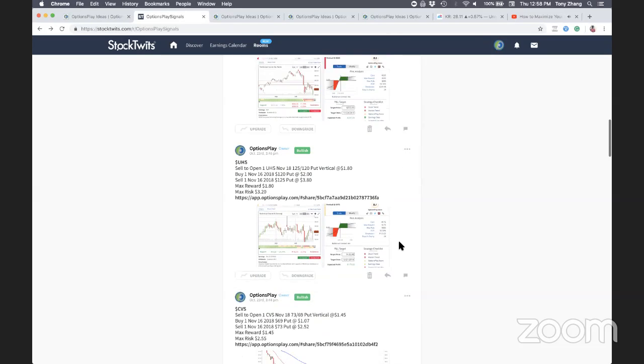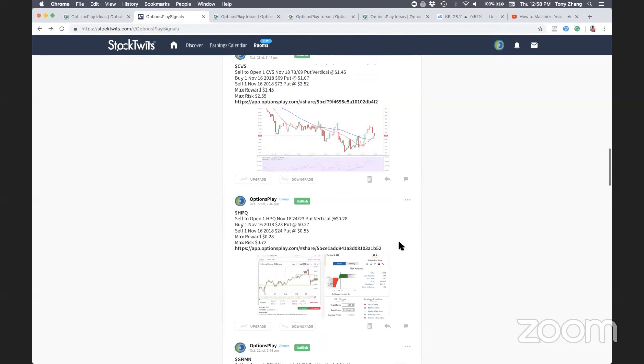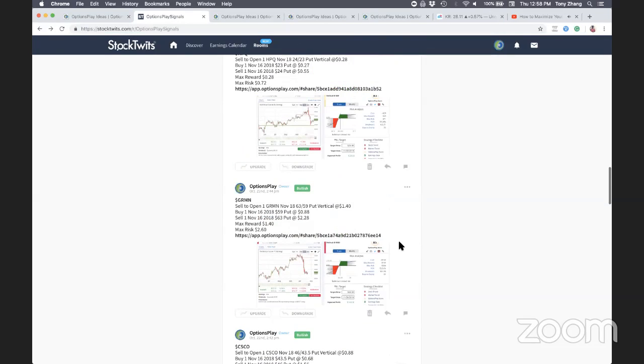So here are, for example, all the trades that we've sent out over the last few days, so that you can see what the format of it is, what you're going to receive, exactly what the chart is, which strikes to sell, which strikes to buy, what your max reward and max risk is, and the link to the trade within Options Play.